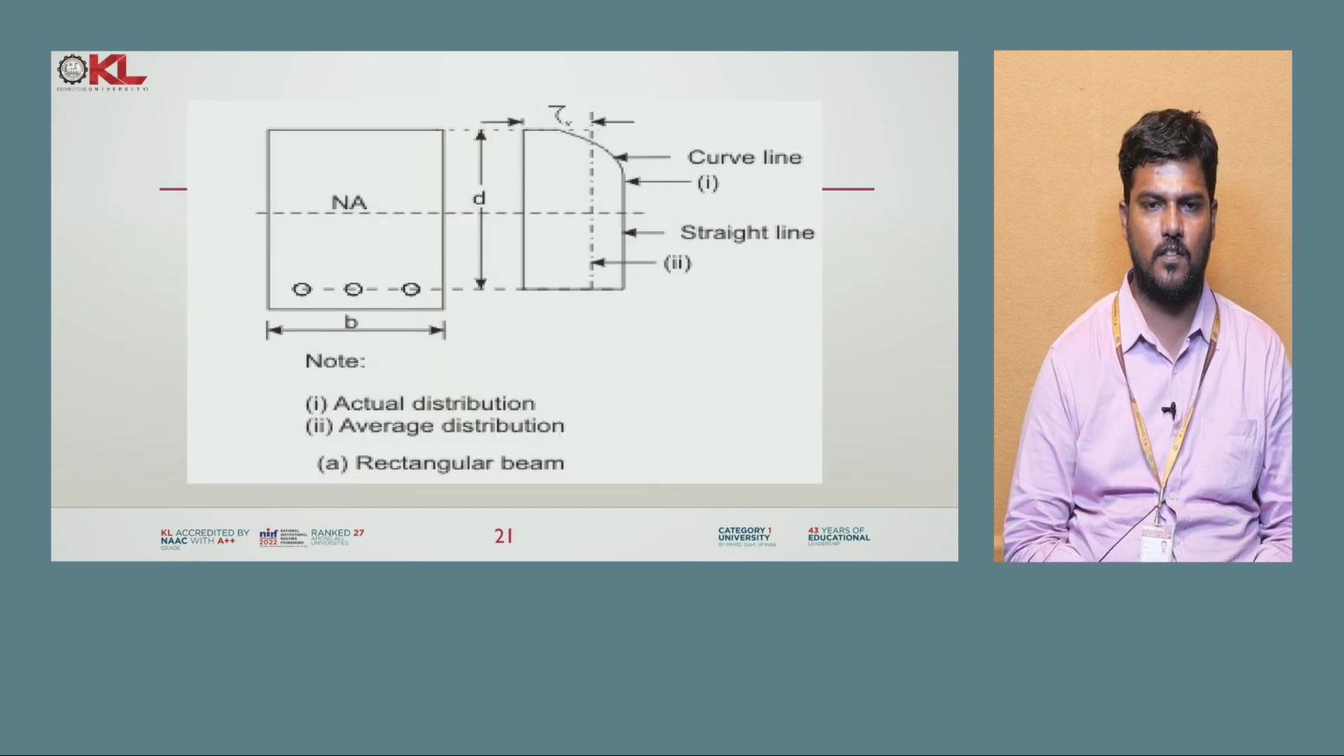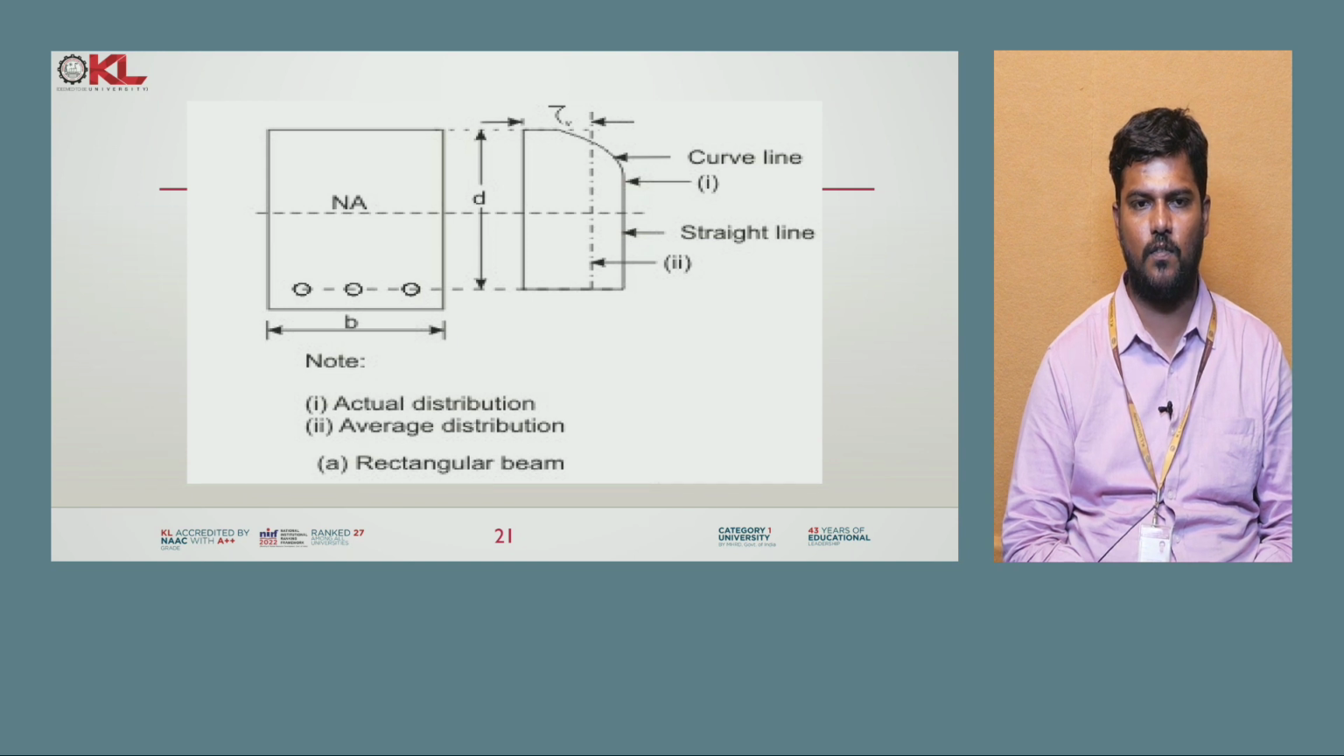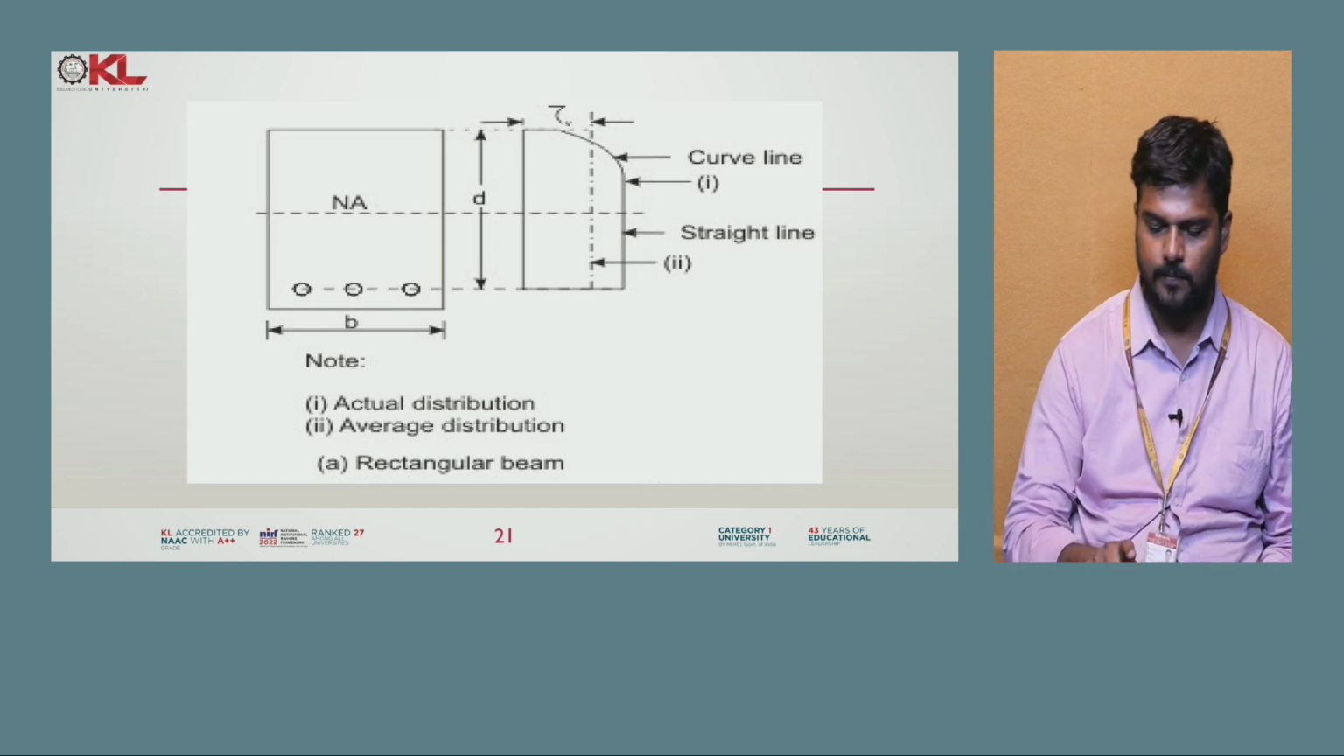Coming to the next one, the stress distribution in the case of a rectangular beam. First it will have the curved line, then after that we will be getting the straight line. So the first one is the actual distribution, and the second one is the average distribution, which you can see in the figure, and the reinforcement is also shown here.